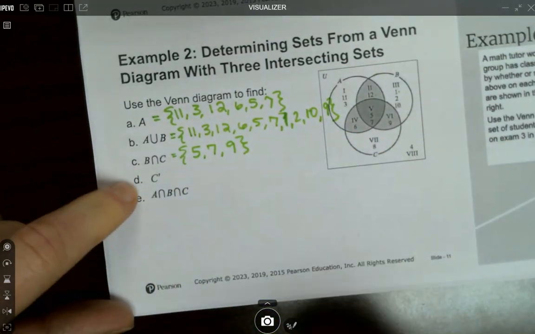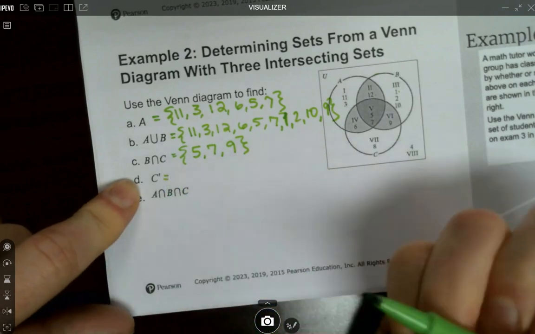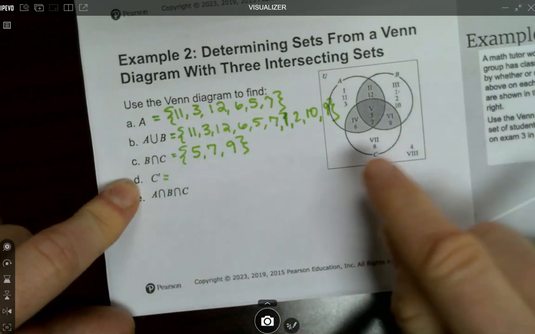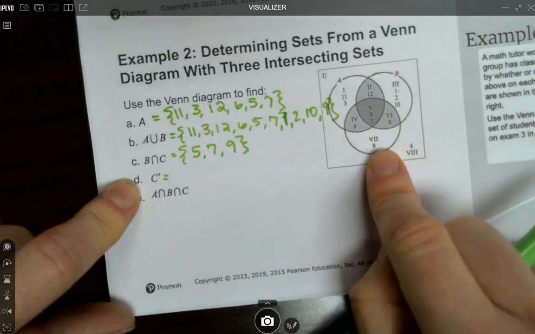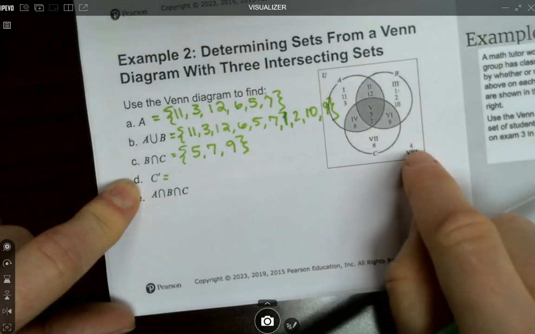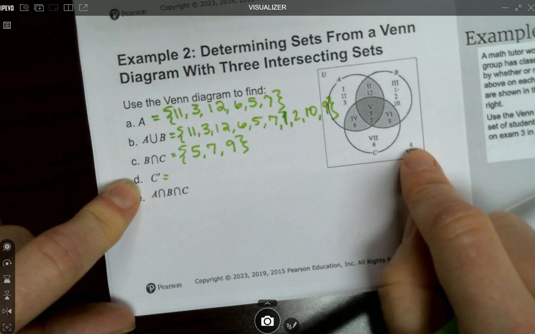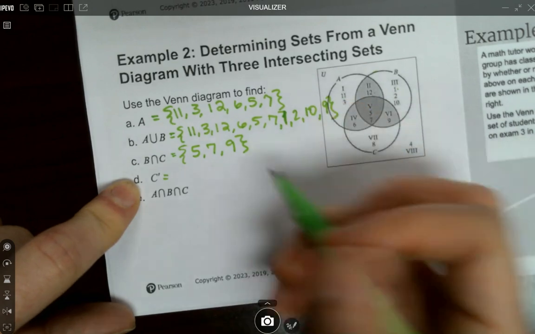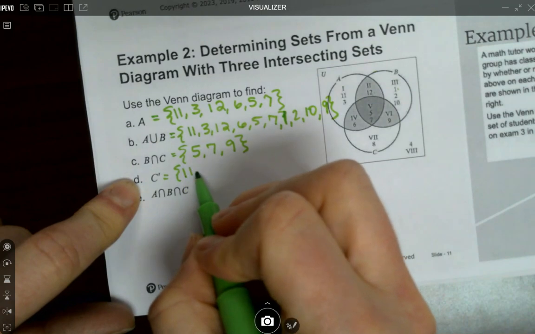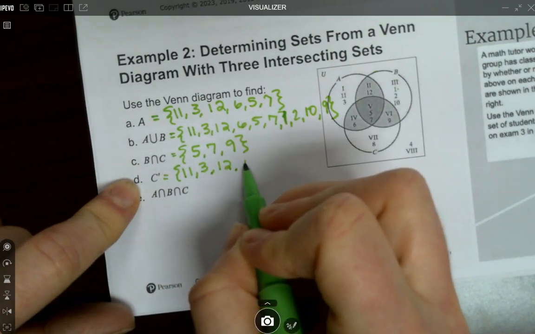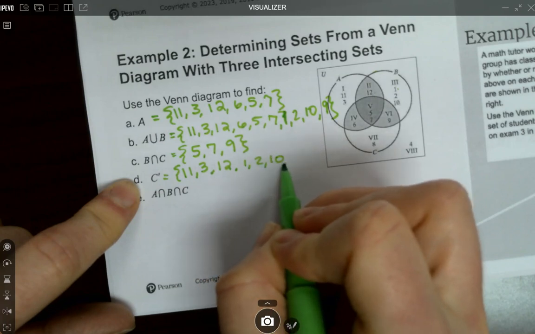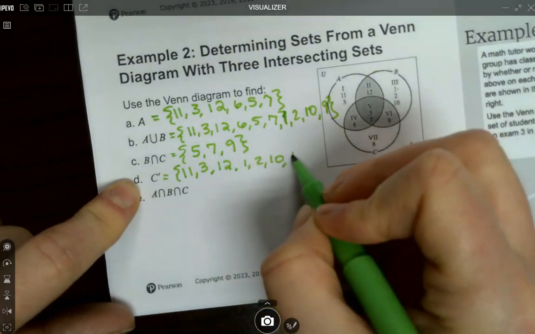Okay, C prime, so it's the complement of C. So it's going to be everything that is not in C. So see how this whole circle includes that? So it's going to be everything outside the circle, including the universal set where you have 4 right there. So I'm going to start with 11, 3, 12, 1, 2, 10, and then that 4.